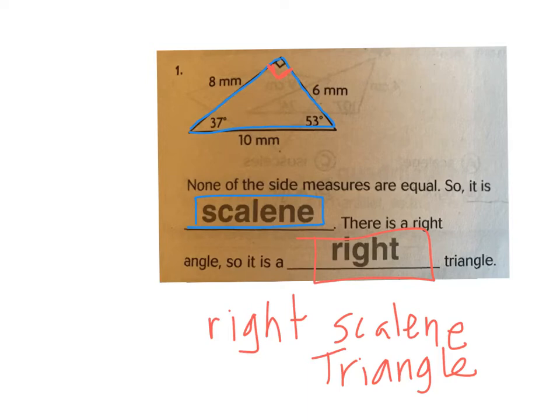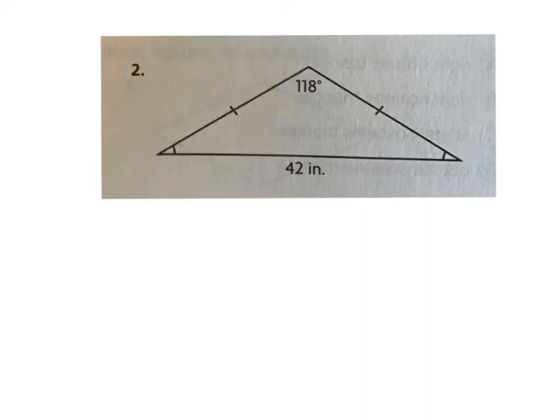Okay, let's look at number 2. So you're going to go to our tree. Okay, so for number 2, let's look at the angles first. You see that this angle measure equals that angle. Well, remember what it was when we had 2 angles that equaled each other? Nothing.